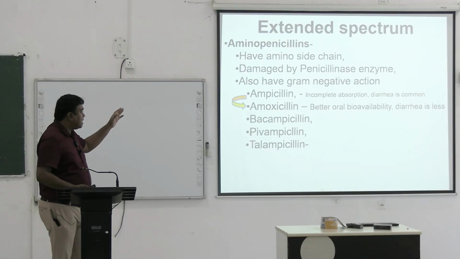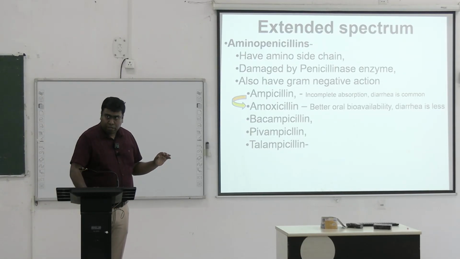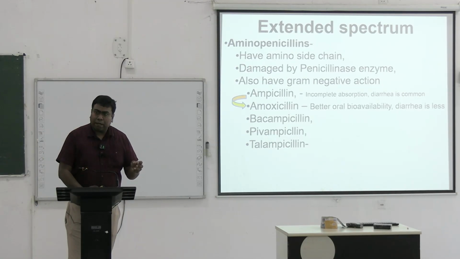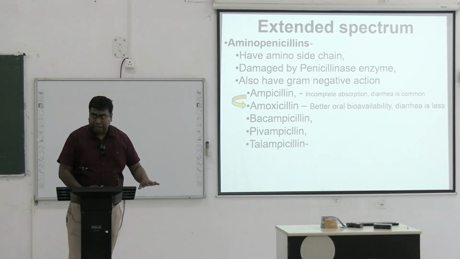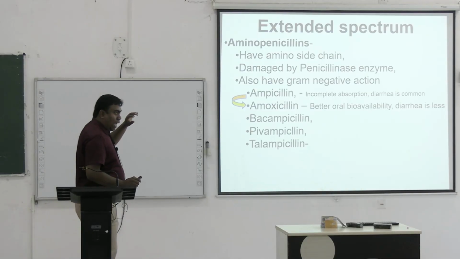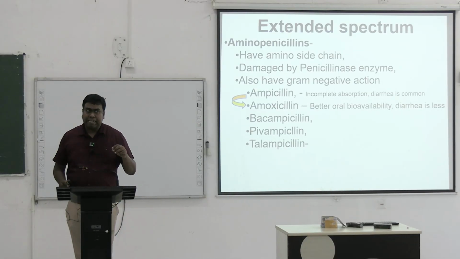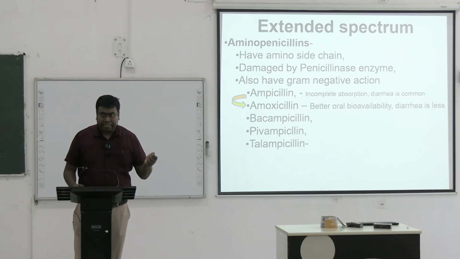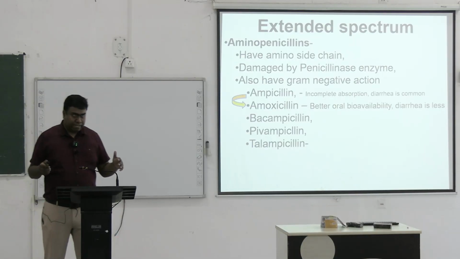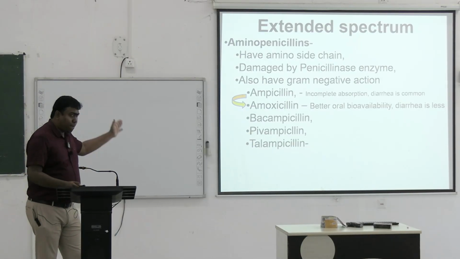Why? Because there is incomplete absorption in the upper GIT. So these antimicrobial agents go into the lower GIT. And what happens then? They kill the common good bacteria in the colon. So pathogenic bacteria take over, and they can produce diarrhea. Among these, Ampicillin, as its pharmacokinetic characteristic is that it is less completely absorbed, produces more diarrhea than Amoxicillin.